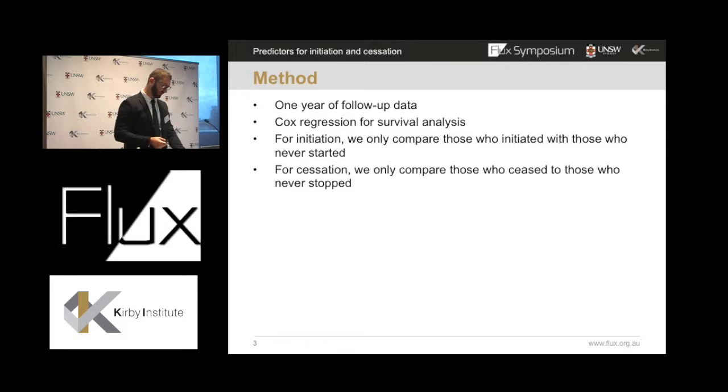The use of longitudinal data allows for the use of more sophisticated analysis. The statistical analysis used for this presentation is known as a Cox regression for survival analysis. The Cox regression is a method of investigating the effects of several variables upon the time a specific event happens. In the case of this presentation, it's initiation and cessation.